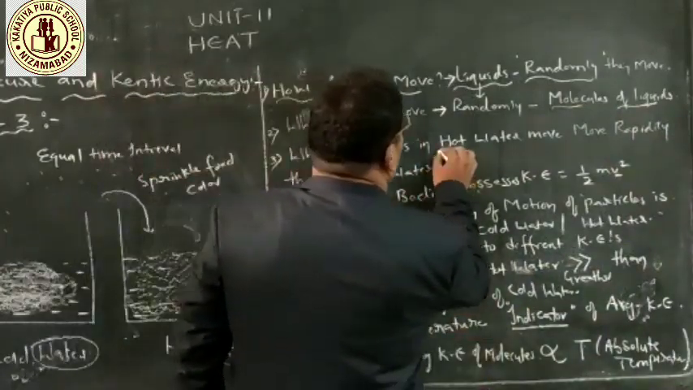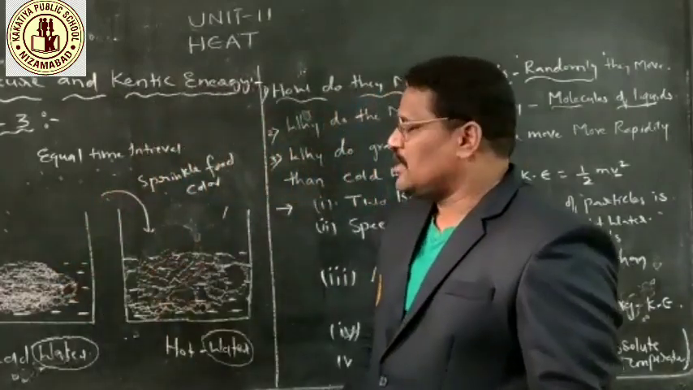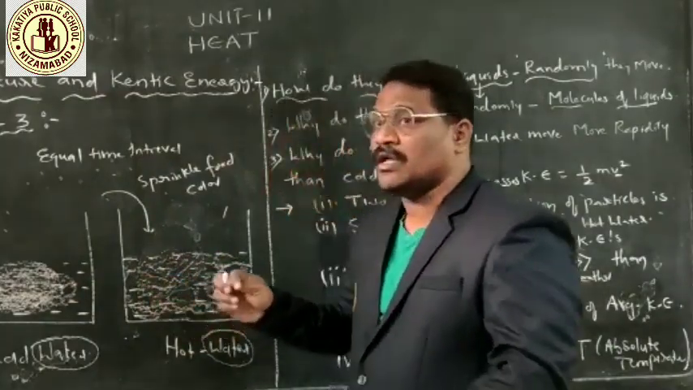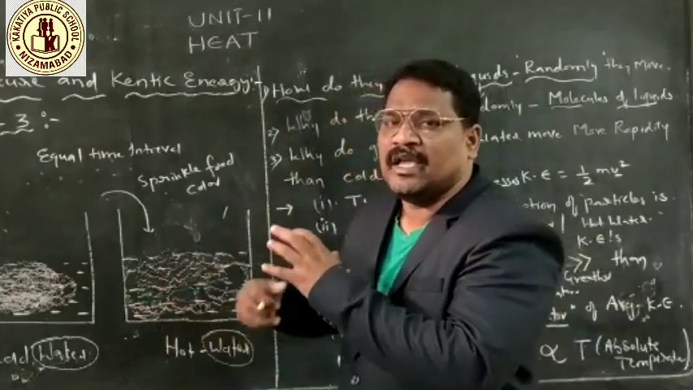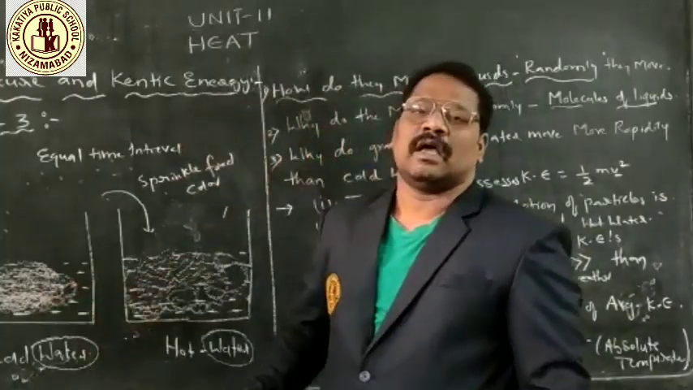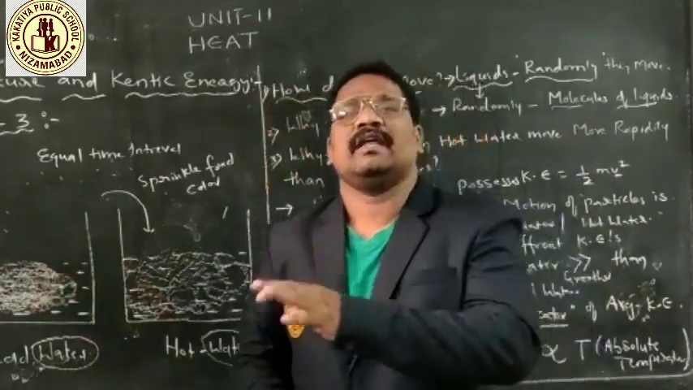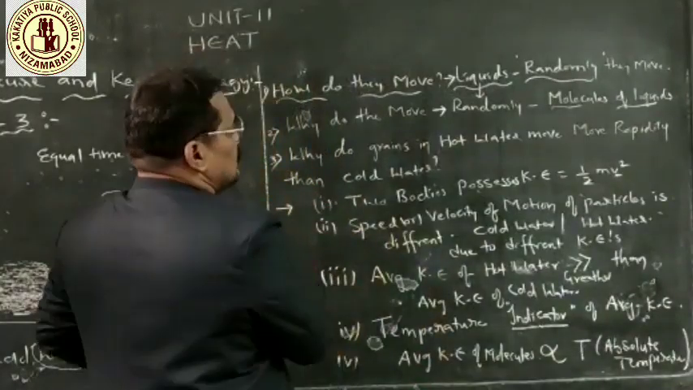Next question is: why do the color grains in hot water, as we clearly observed, move much more randomly and much faster? They mix with the water compared to that of cold water. Why is this taking place?